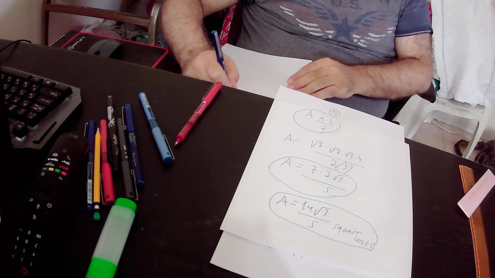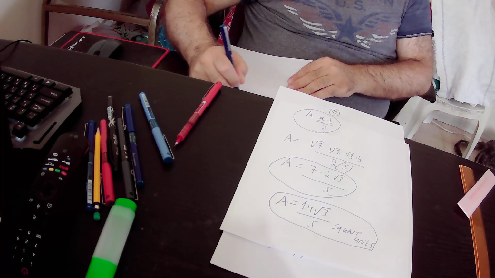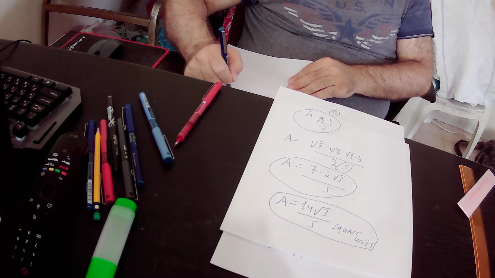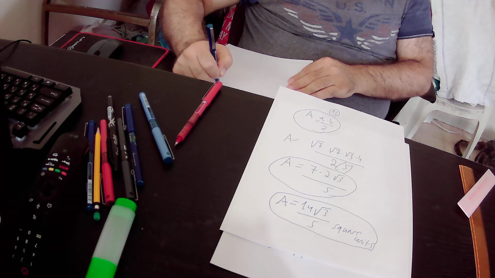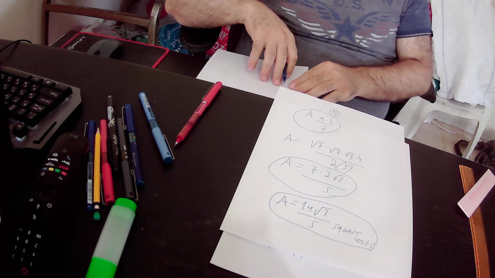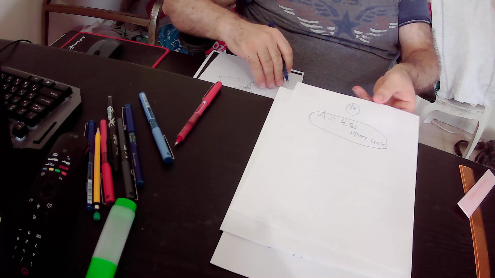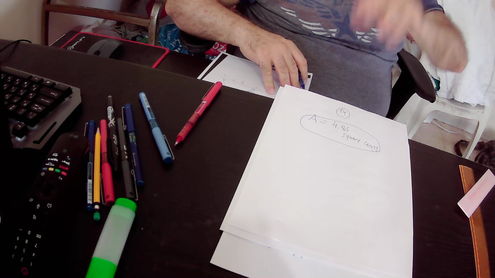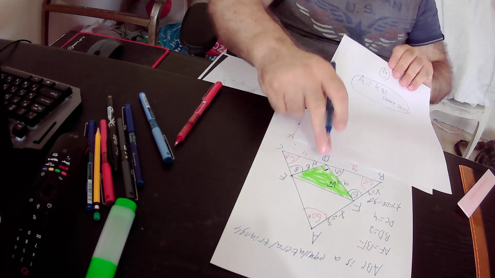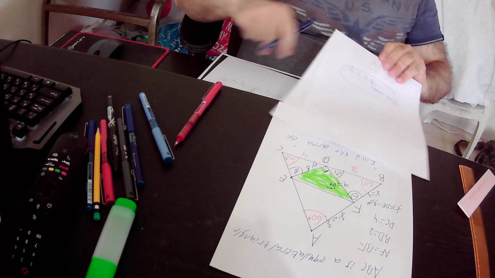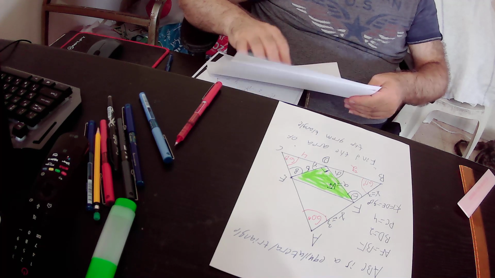Or in terms of numbers, the area of the green triangle equals 4.85 square units. Okay, the area of this triangle equals 4.85 square units. Now I will summarize the lecture.